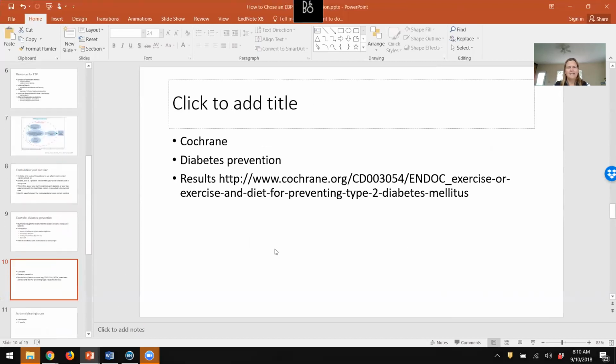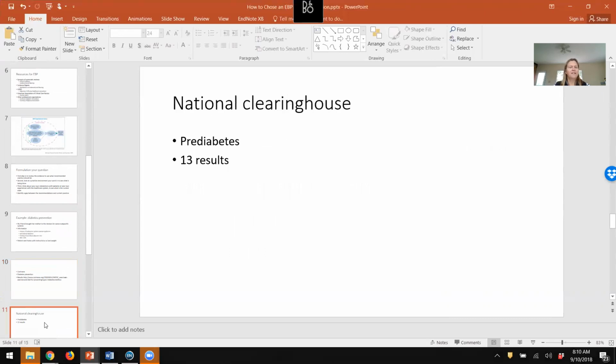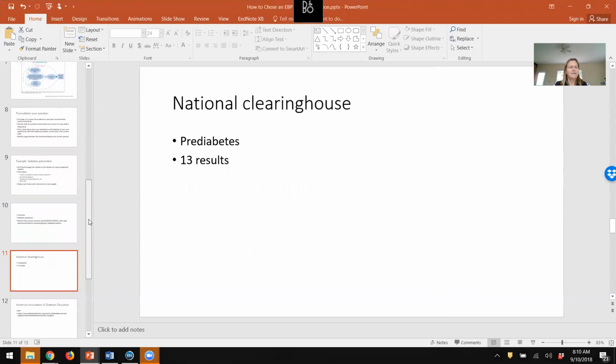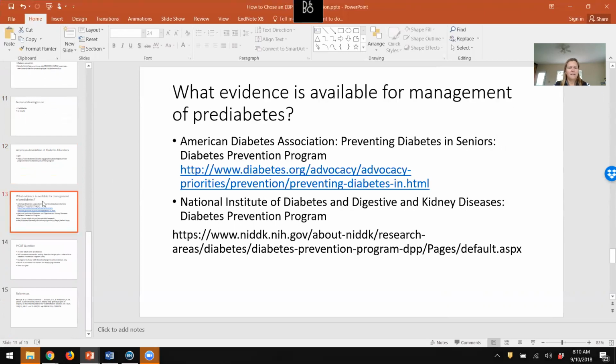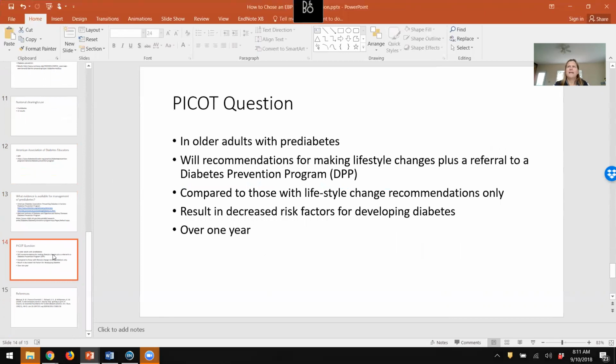So I looked into the Cochrane database, looked at diabetes prevention, and found 13 results. And the American Diabetes Association has an article about preventing diabetes in seniors. So when I looked at this whole situation, I said, well, I can use this to ask a clinical question and establish the status quo.